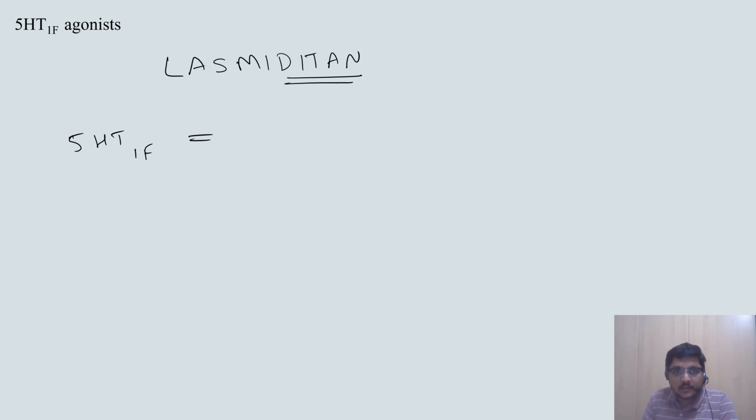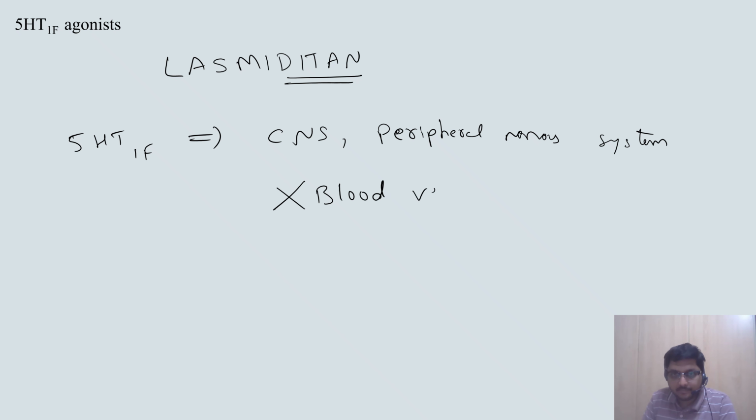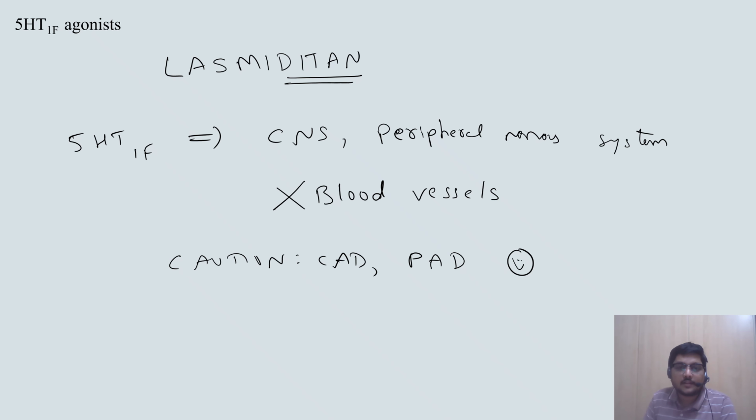And another group of drugs is the serotonin 1F subtype receptor agonists. What is the example of these agonists? Lasmiditan. We told you they come under the group of ditans, right? The latest example is lasmiditan. Regarding these serotonin 1F receptors, their location is in the CNS and the peripheral nervous system, but these receptors are not present in blood vessels. This is the reason there is no need for caution in coronary artery disease or peripheral artery disease. These are safe in this condition.